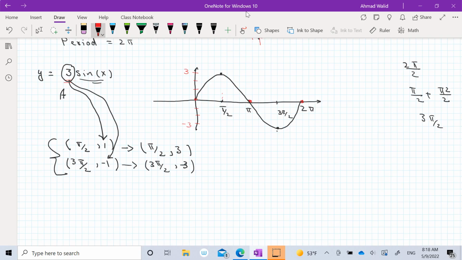And if you see the actual sine x, if I graph it in red, this is the actual sine x because the amplitude there is 1, correct? And you see here you have a vertical stretch.